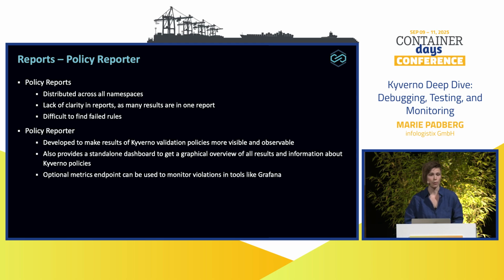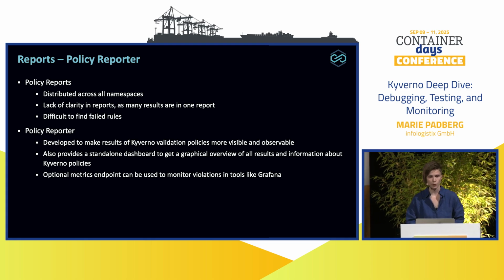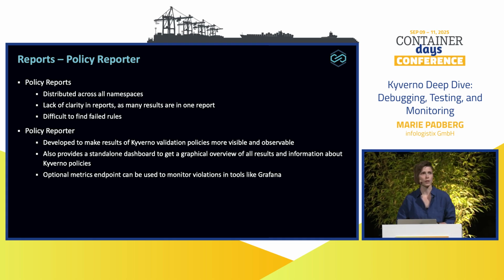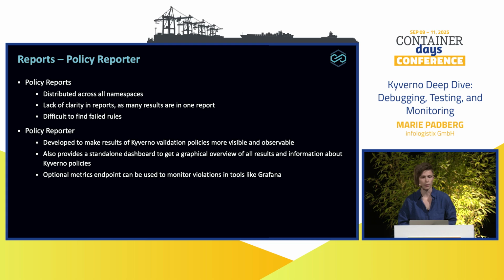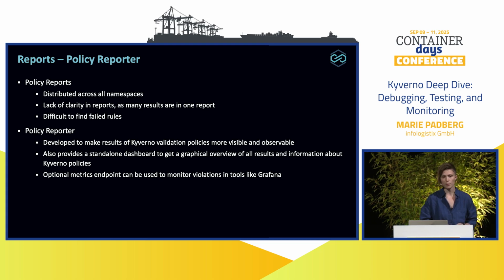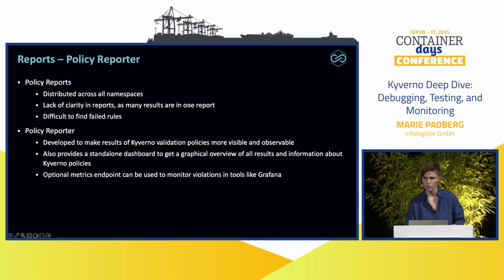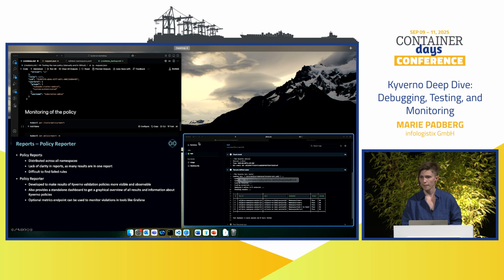And for this case, the policy reporter was developed. It makes the results of the Kyverno validations visible and observable. And for this, it provides a dashboard where you have a graphical overview of the scores from your validation policies. You can also create custom dashboards for special labels, namespaces, whatever you need. And you can have optional metrics endpoints to use the results in Grafana or Prometheus. Oh, that was much.